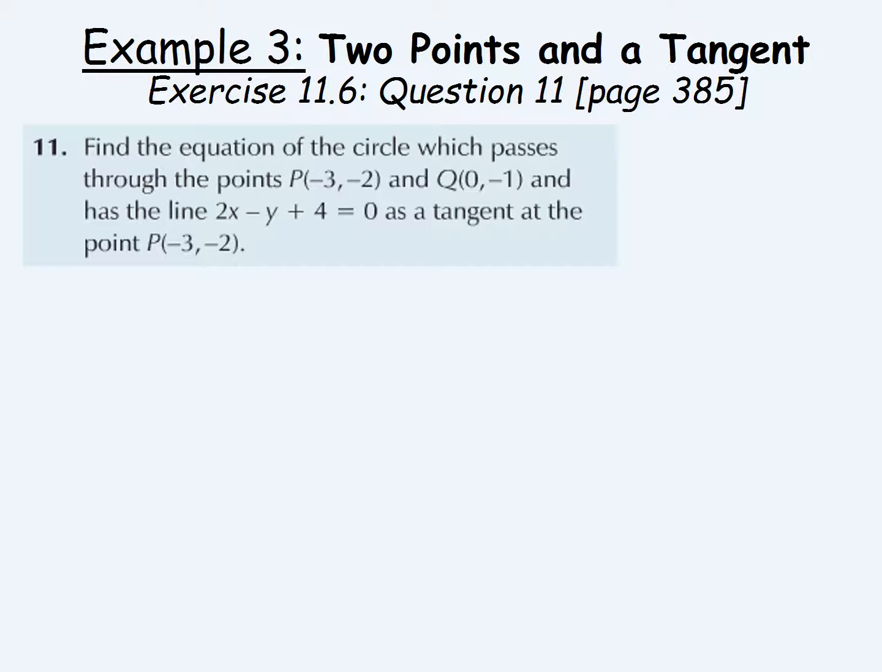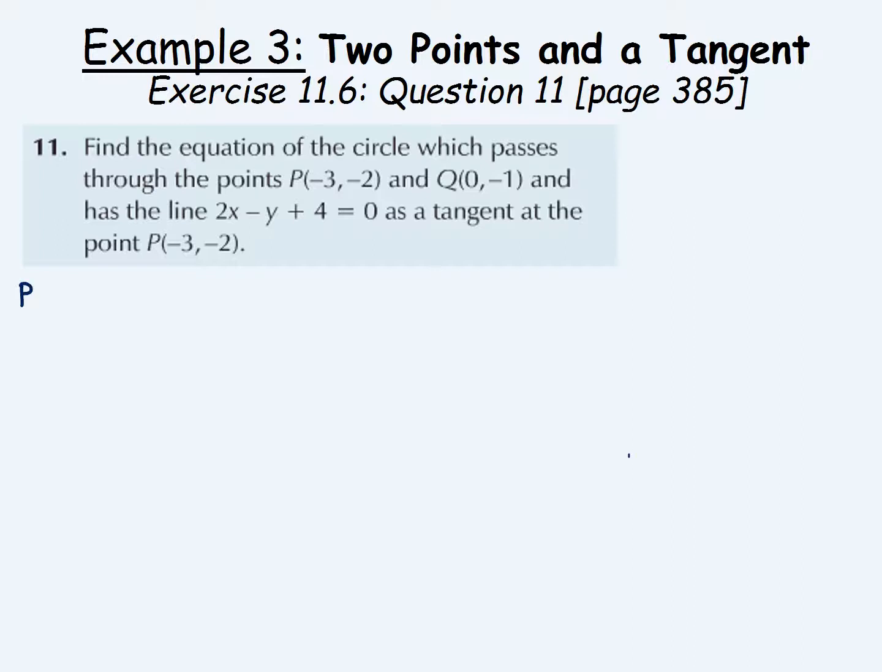So the last example I'm going to do is where we have 2 points and then they talk about a tangent. So find the equation of this circle which passes through the points P and Q and has this line as a tangent at the point minus 3, minus 2. Now you might get excited and say, oh, but they've given us a third point. Well, they haven't, because that point P is one of the points that they've already given us. So let's take a look at this.